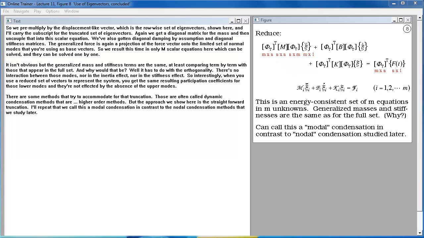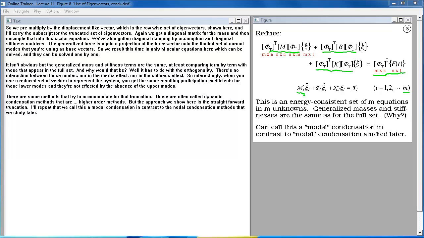Again, we get a diagonal matrix for the mass, and then uncouple that into this scalar equation. We've also gotten diagonal damping by assumption and diagonal stiffness matrices. The generalized force is again the projection of the force vector onto the limited set of normal modes that you're using as base vectors. So we result this time in only m scalar equations here, which can be solved, and they can be solved one by one.